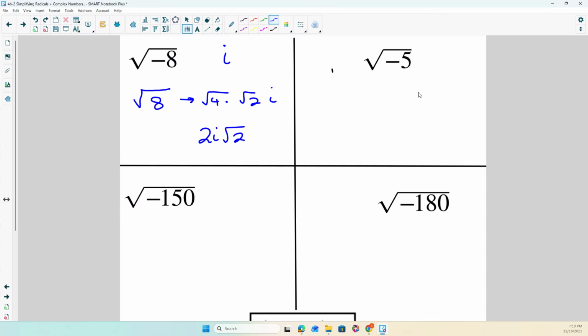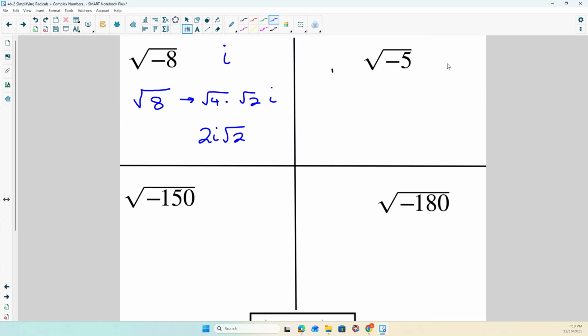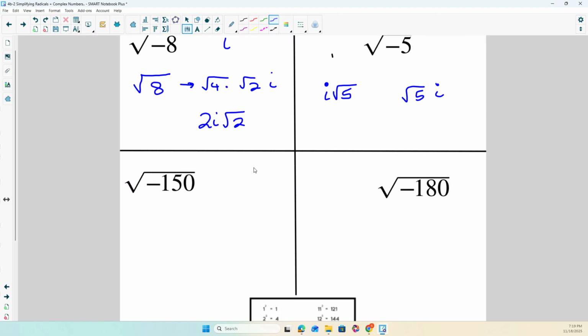5 is not a perfect square, and there's no perfect square that's less than 5 that can divide evenly into 5. So all you have to do is rewrite this as the square root of 5 times i. You can put the i here, as long as the i is not under the radical sign, because we already took that out as the square root of negative 1.